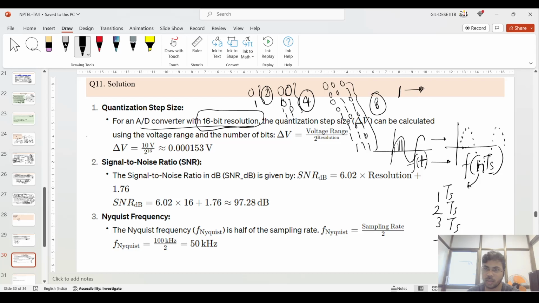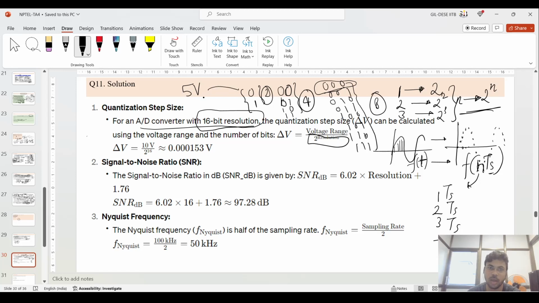How many logic levels are possible? 8 are possible. It means that with 1 bit, 2 logic levels are possible. With 2 bits, 2 squared. With 3 bits, 2 cubed. We can say that for n bits, the number of logic levels possible is 2 to the power n. Okay, so this 2 to the power n is the resolution, meaning the number of bits.